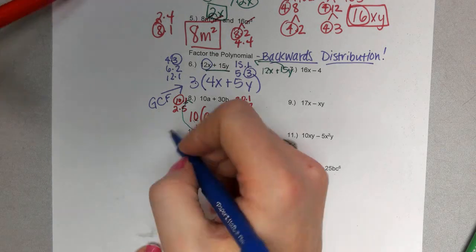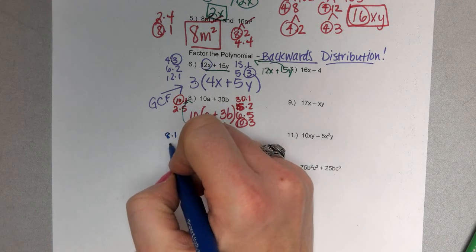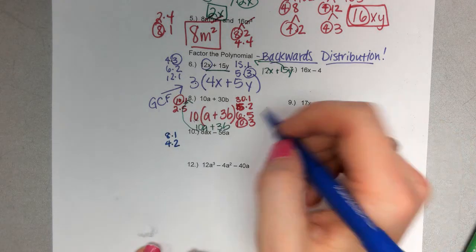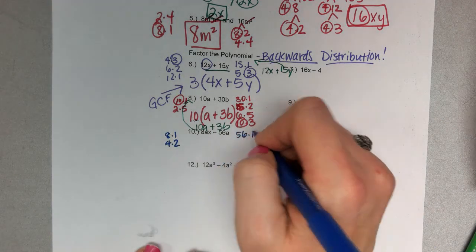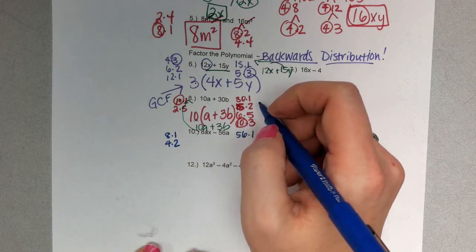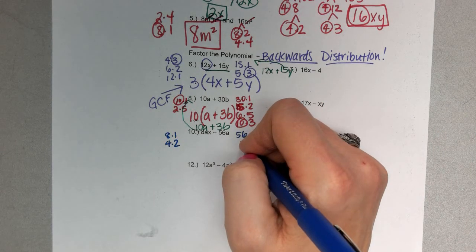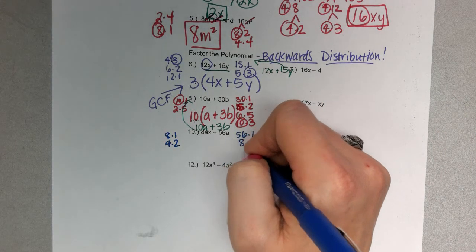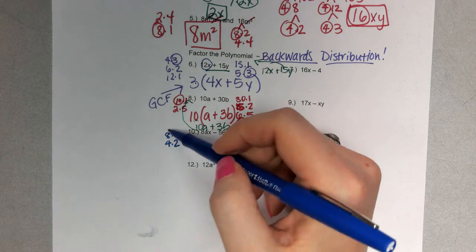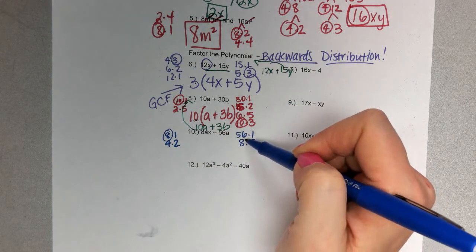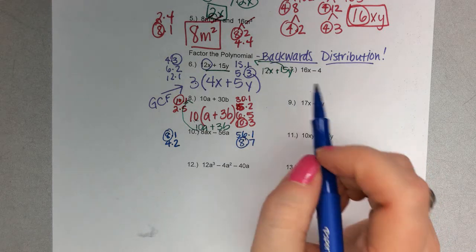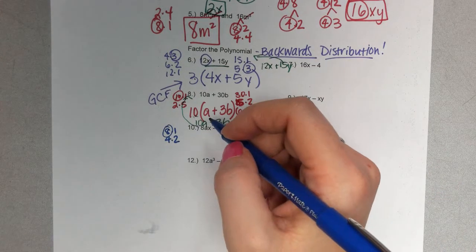So we have 8. So 8 is 8 and 1, 4 and 2. 56 is 56 and 1. What else equals 56? 8 times 7, right? Well, if this is the greatest common factor of 8, this definitely is going to be the thing that they have in common.